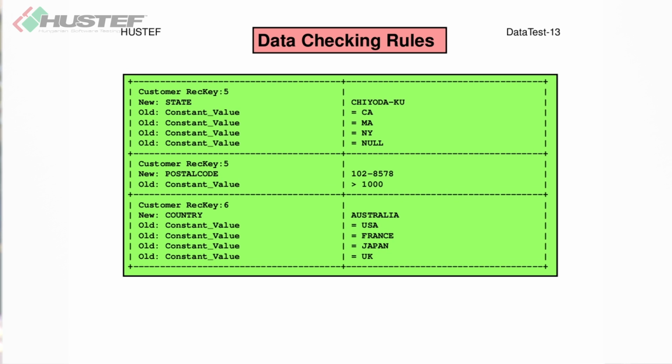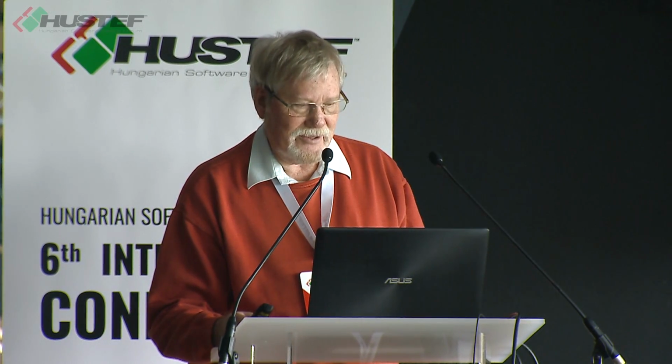It produces a report like this. It says that the postal code is 1028578. In the new database table, it was said to have been greater than 1,000, constant value. Or you can say the new value is Australia, but it should have been either USA, France, Japan, or United Kingdom. And then you have states. Some strange value is now in the state column, and it shouldn't be there. It should be California, Massachusetts, or New York.